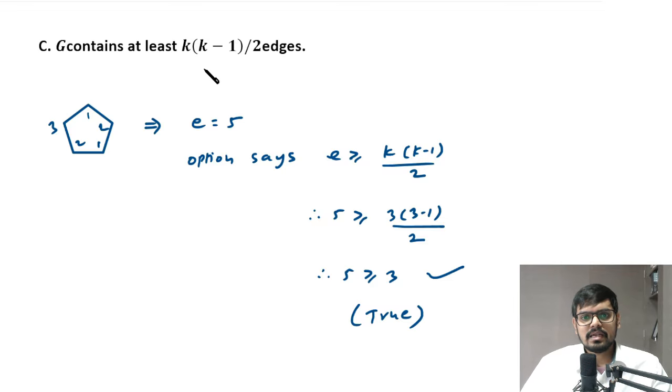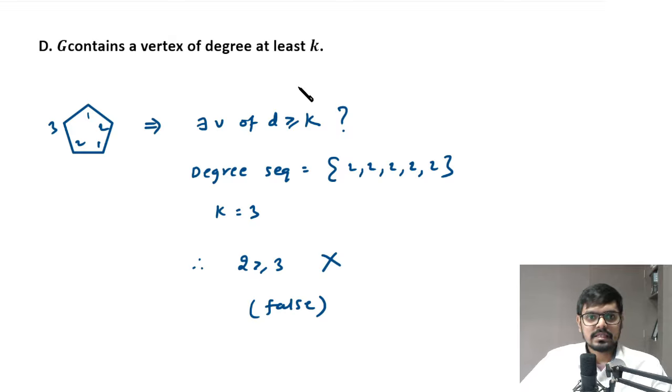G contains at least k into k minus 1 by 2 edges. Okay, let me take the same example and verify. Pentagon, number of edges is 5, and option C is at least k(k-1)/2 edges. K is the chromatic number, so chromatic number is 3. So is the edge count greater than or equal to this? Edges we have found manually as 5, chromatic number was 3, so k(k-1)/2 is coming out as 3. Okay, so 5 is greater than or equal to 3, makes sense, so this is true. Yes, G contains at least k(k-1)/2 edges. So C is also true.